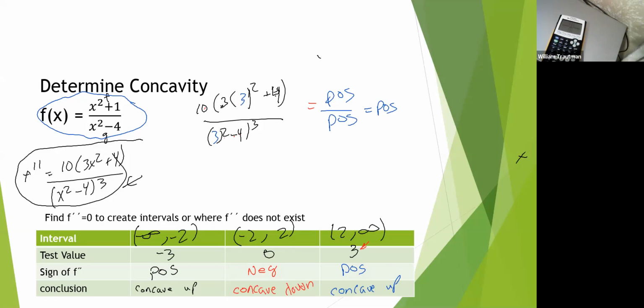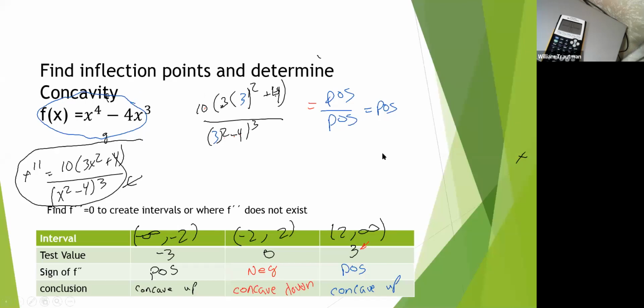That's the second derivative test. All right. Let's see what else we have.